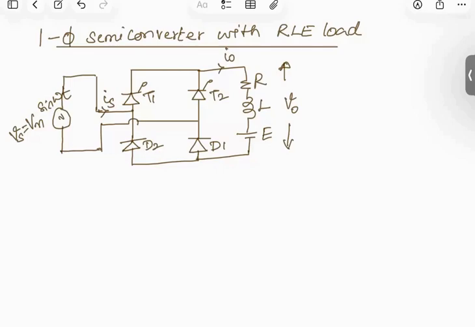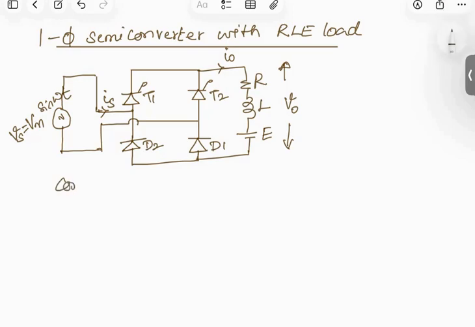Hello everyone. In this video, we are going to see the single phase semiconverter with RLE load. In this single phase semiconverter with RLE load, we will have both continuous and discontinuous conduction mode. This will also give only one quadrant operation because of the inherent freewheeling action of the circuit. So let us first see the continuous conduction mode.